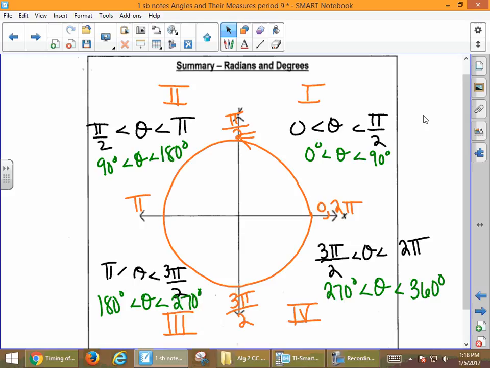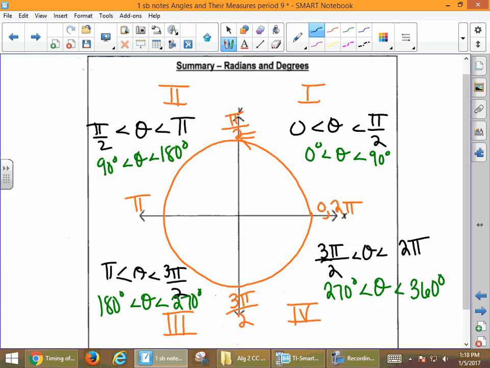And so what happens is that our values, and remember radians are measured in terms of arc length, for radians in the first quadrant are going to be between 0 and pi over 2. In the second quadrant, we're going to have our angles between pi over 2 and pi. In the third quadrant, between pi and 3 pi over 2. And then in the fourth quadrant, from 3 pi over 2 to 2 pi.